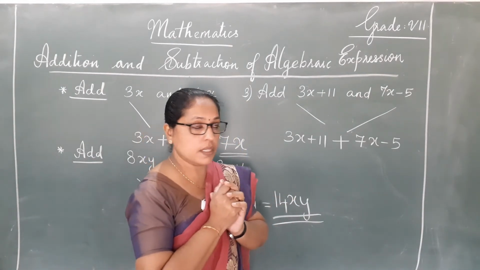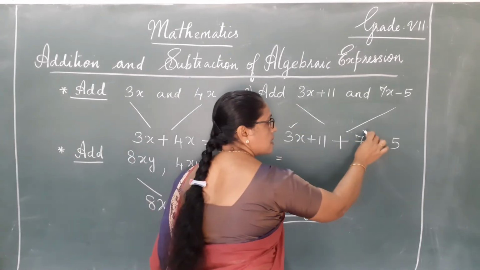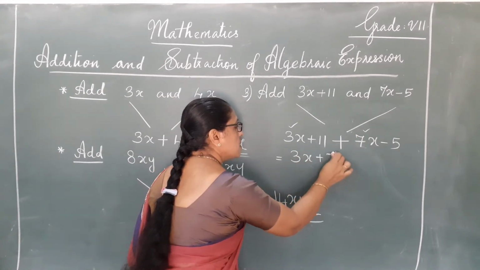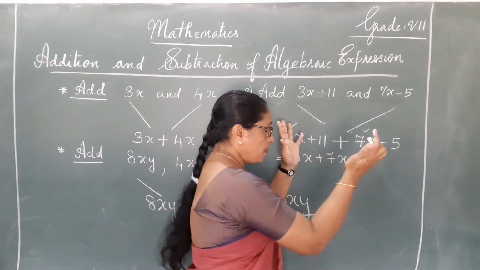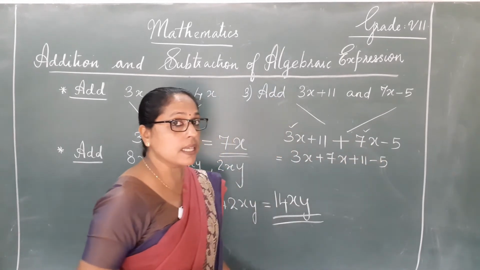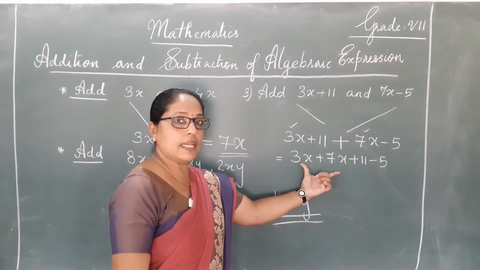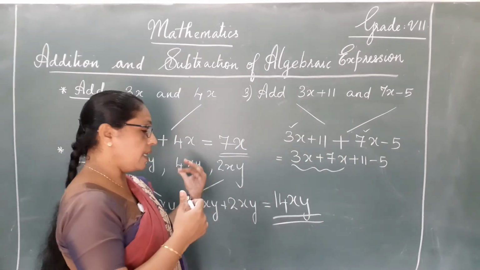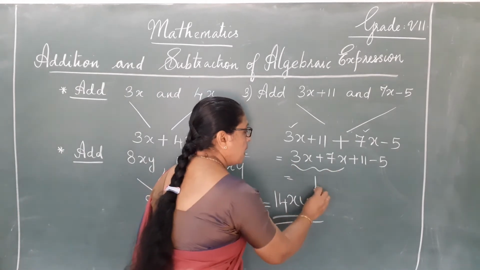Which are the like terms? Check it: 3x and 7x. So 3x plus 7x. Like terms are collected. Now there are numbers, and the numbers have to be collected: 11 minus 5, and see the signs too. Now the like terms can be added, which we already learned. So 3 plus 7, we get 10x.